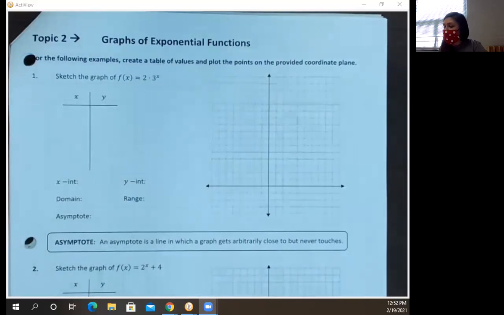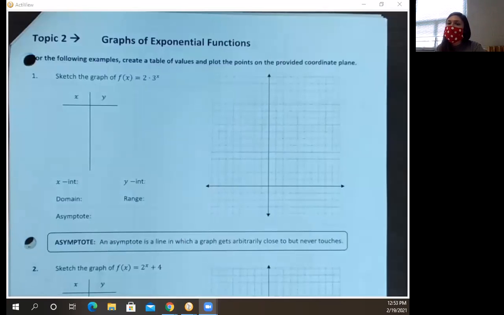One thing I want you guys to remember is that if you are struggling to create a graph, you can always create a graph by making an XY table, okay? That works for any function that we're going to look at in Algebra 1. You can make a table for anything that we'll look at next year in Algebra 2. If you get stuck, make a table, okay?